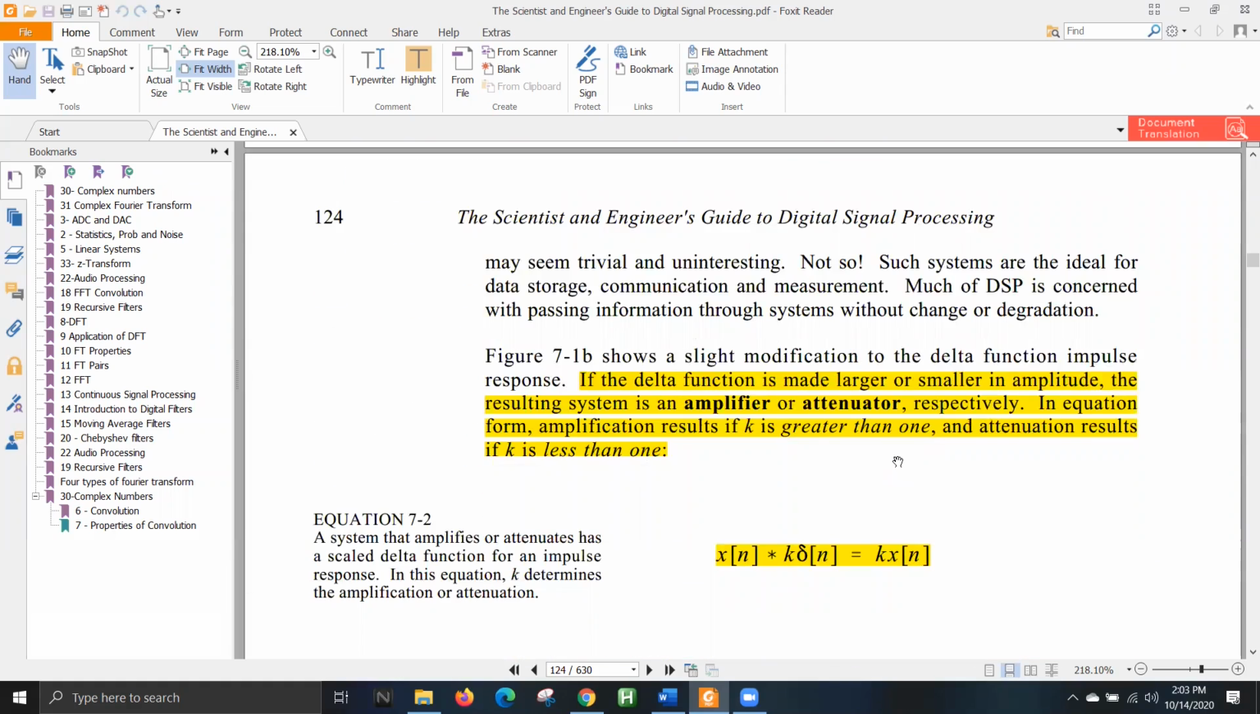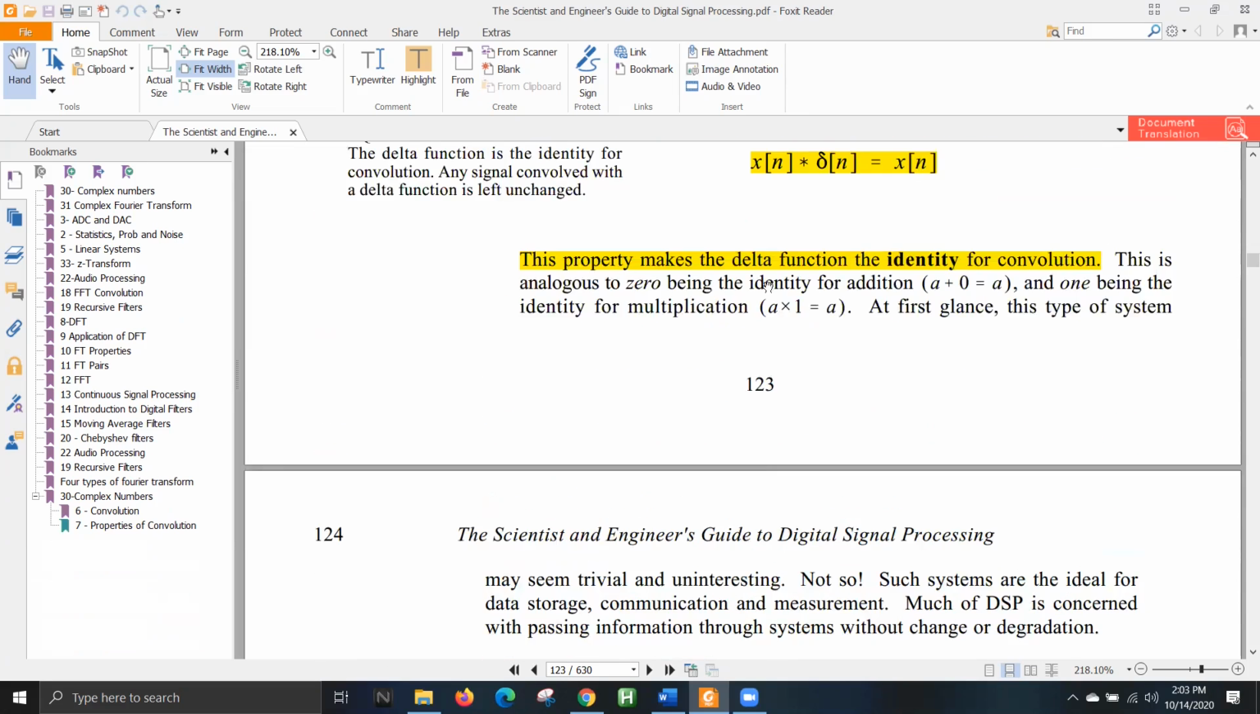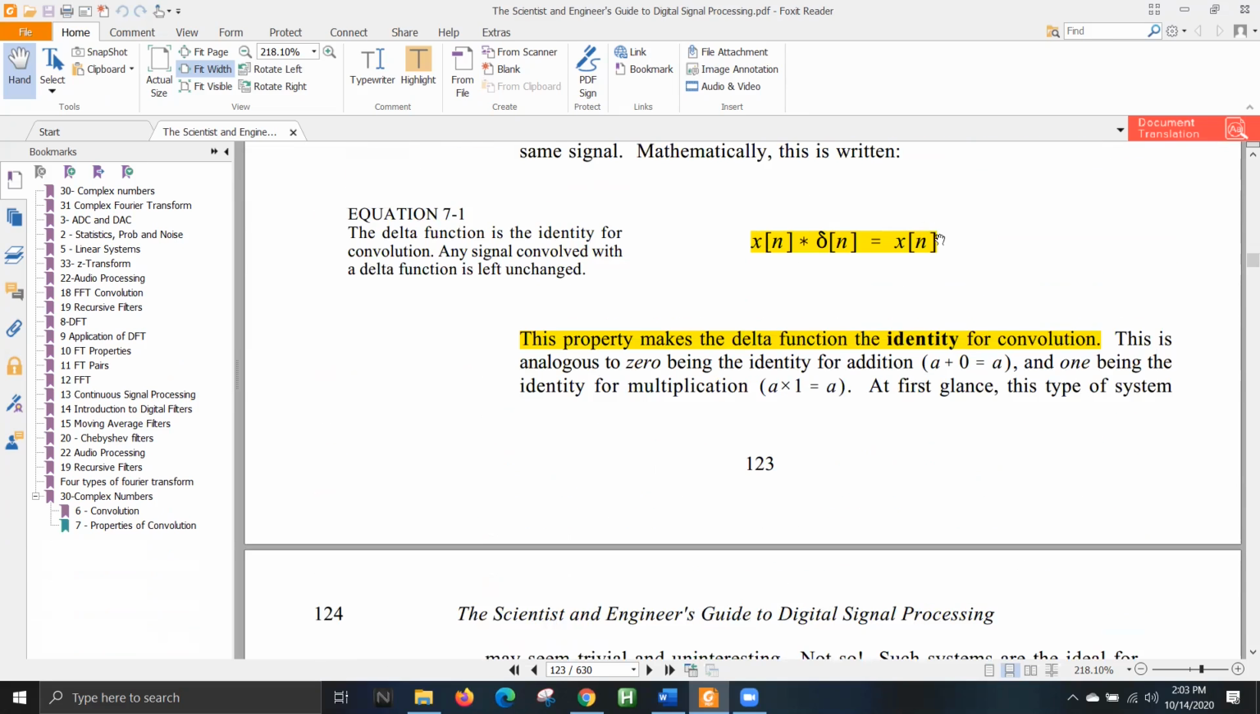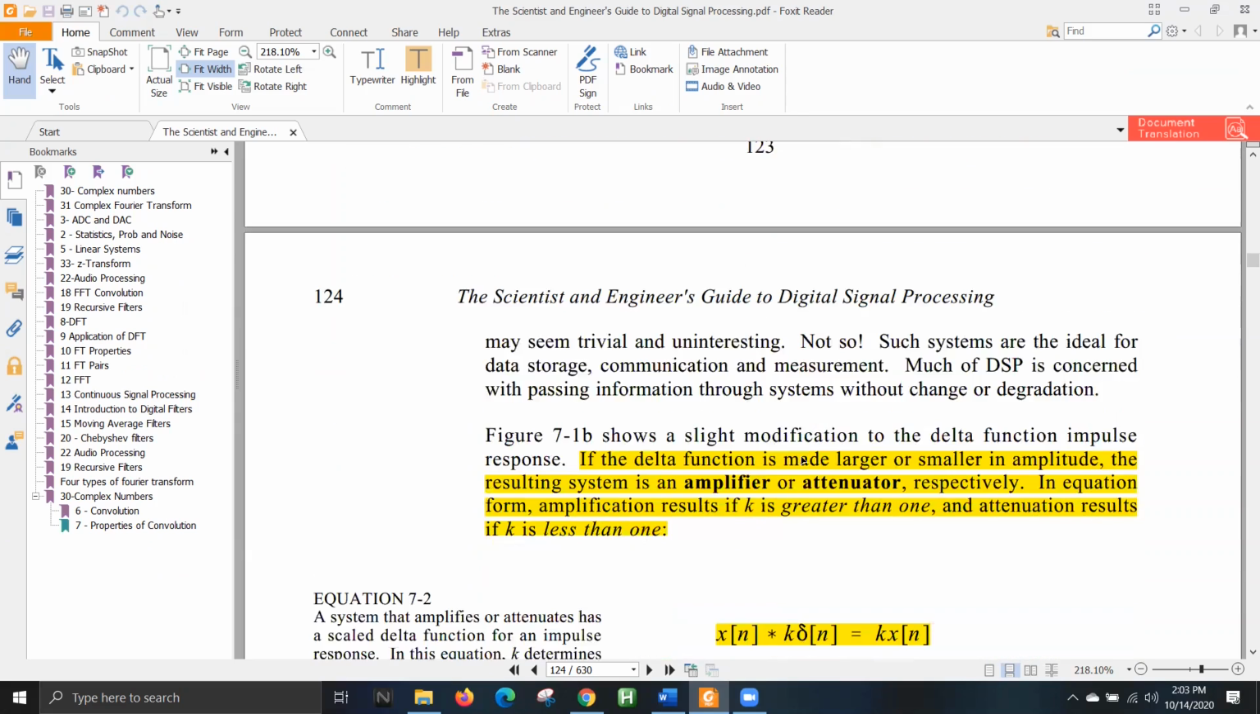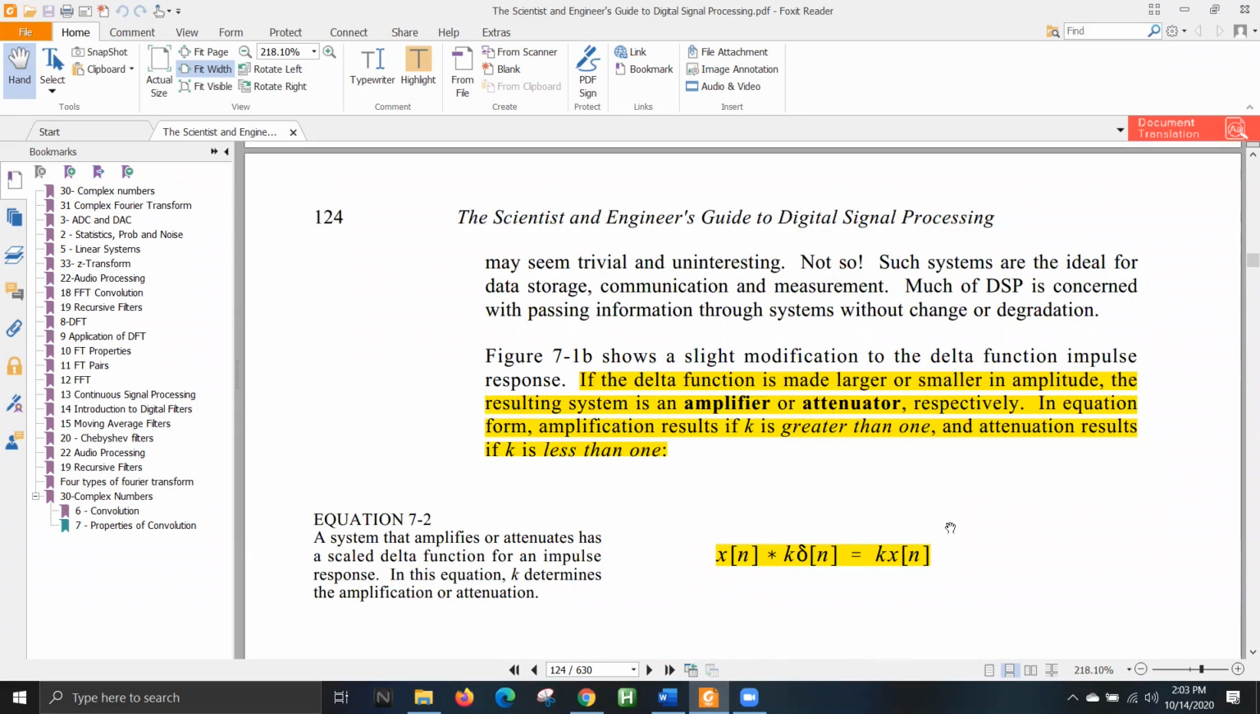Okay, if you do not use the delta function directly, but use a scaled version of the delta function, that is k times delta n, you will get an amplifier or attenuated system. So this is an identity system. This operation is performed by an identity system. This operation will be performed by an amplifier or attenuated system based on whether k is positive or negative.